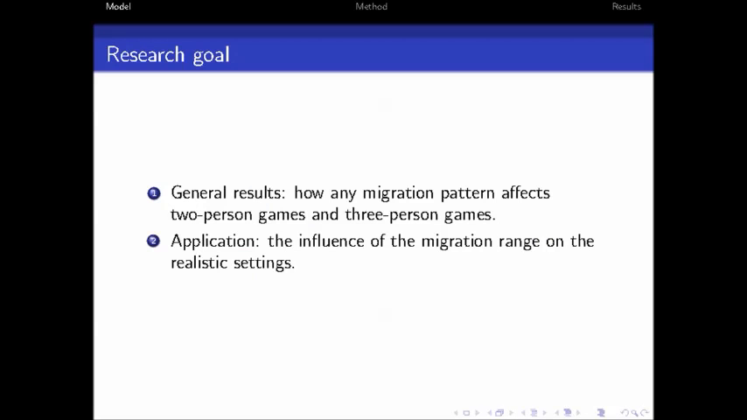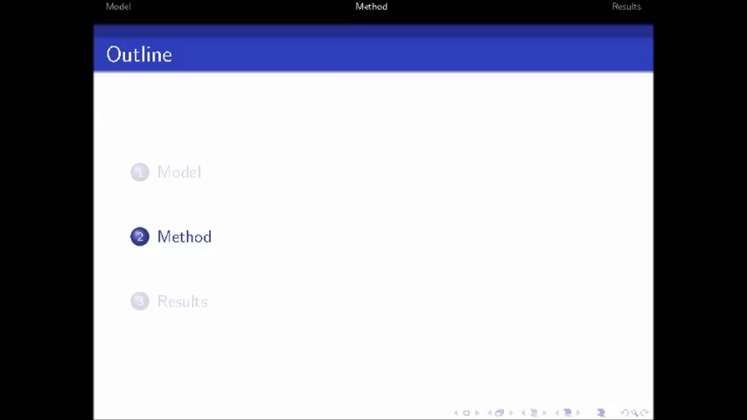Our research goal is as follows. Firstly, we obtain the general results: how any migration pattern affects the evolution of multiple strategies in 2-person games and 3-person games. Then we apply our general results to some realistic settings. For example, we will investigate how the migration range affects the evolution of cooperation.